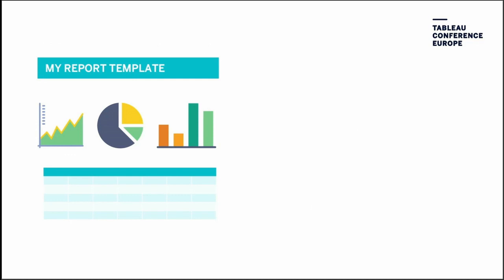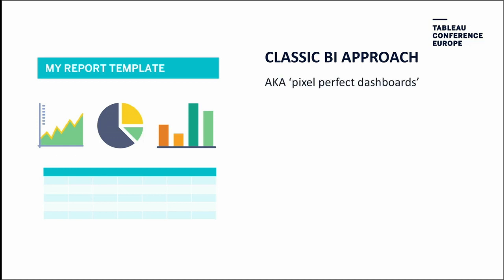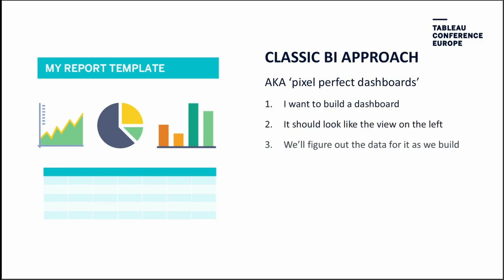So how has this worked for years and years and years before Tableau? We can call this the classic BI approach. Old school BI gets bandied around, but I don't think it's truly fair. It's also known as kind of that pixel perfect dashboard approach, and it's what I was referring to before. You template out a design and you say, I want to build a dashboard. It should look like this view on the left. Do you know what? We'll figure out the data as we build it. I know it's going to look like this, but do you know what? We'll figure out if that should be sales or profit or size or anything else that you want to do as we get to it.